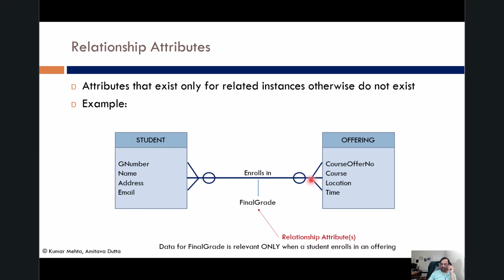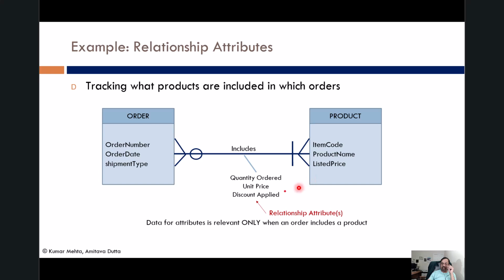Like the previous example of the many-to-many relationship between student and offering, if I look at this one, this particular relationship itself has attributes. So there's quantity ordered, unit price, discount applied. These three attributes are properties of the relationship between order and product. These are not properties of just the order or just the product. These are properties of the relationship between order and product.